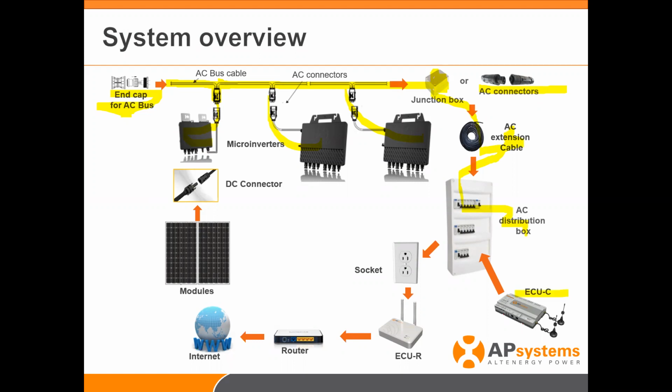Let's see here, the ECU-C or ECU-R, really up to you. Like I said, the ECU-C would be hardwired into the distribution box, whereas the ECU-R does not need to be hardwired. It just gets plugged into a normal socket in your residential or commercial environment. These two devices, ECU-C or ECU-R, connect to a router. That router obviously goes to the internet, and that's where you're able to see all this information remotely.